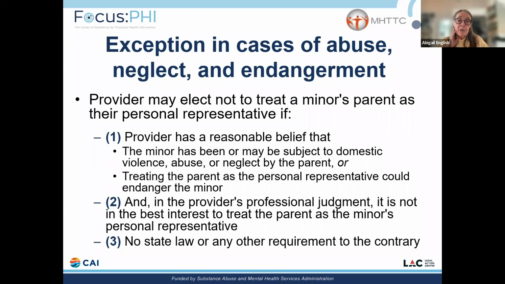There is also an exception in cases of abuse or neglect or endangerment, where the provider can choose not to treat the minor's parent as their personal representative and therefore not automatically grant them access to the protected health information if they have a reasonable belief that the minor has been or might be subjected to domestic violence, abuse, or neglect by the parent, or if treating the parent as the personal representative and giving them access to the protected health information might endanger the minor. And in the provider's judgment, it's not in the best interest to treat the parent as the personal representative, and there's no other law to the contrary. So again, slightly complex rule here, but a very important one to remember. Next slide.